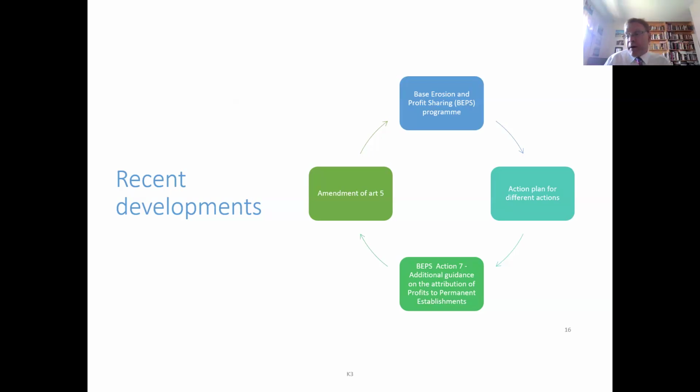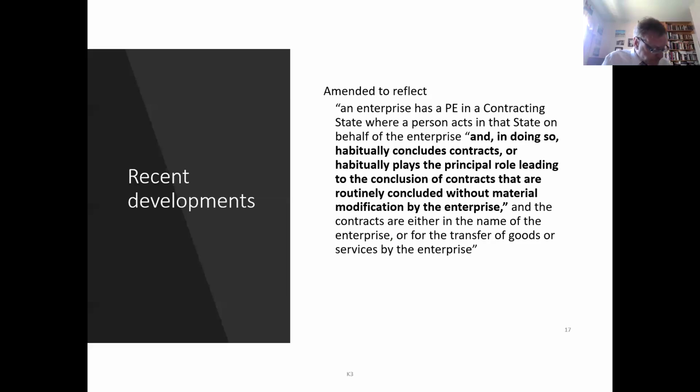Recent developments on that basis have been the base erosion and profit shifting program, or the anti-base erosion program, started 9 years ago in 2015, with an action plan of different actions. BEPS Action 7, additional guidance on the attribution of profits to permanent establishments. And there was an amendment to Article 5, which the UK is thinking about adopting, where you have an independent agent. Are they really independent? If they habitually conclude contracts, or habitually play the principal role leading to the conclusion of contracts that are routinely concluded without material modification by the enterprise. In other words, they are rubber stamped by the head office.